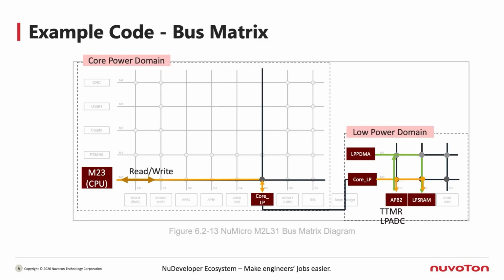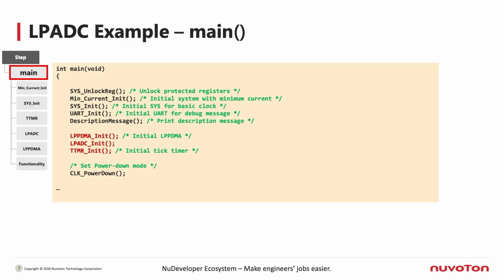Next, we can take a look at how the different peripherals are connected using the bus matrix. In the system, the CPU acts as a master, and through the bus matrix, it can read from and write to the various modules inside the low power domain. Within the low power domain, the low power PDMA also acts as a master. It can directly read the conversion results from the low power ADC and then write those results into the low power SRAM.